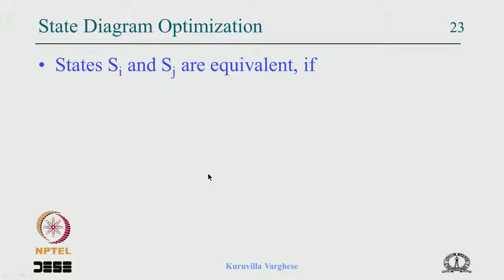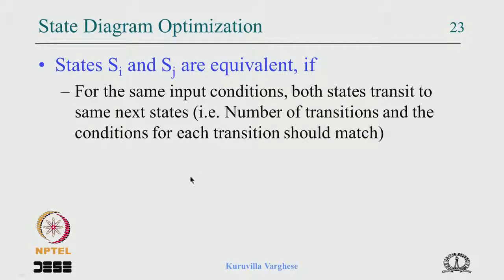We say states Si and Sj are equivalent if for the same input condition both states transit to the same next state. When I say same next state, Si and Sj can transit to Sk under the same input condition. Like we discussed earlier, there may be an input signal called start, and Si and Sj will remain in their states when start is low. When start is high, Si transits to Sk and Sj transits to Sk. Assume that these are different parts of the state diagram.